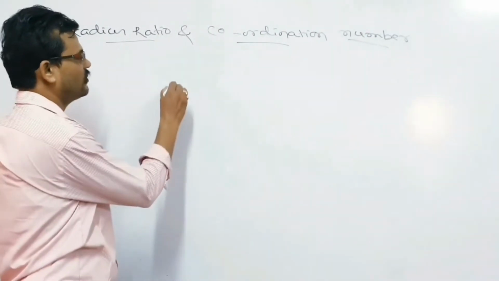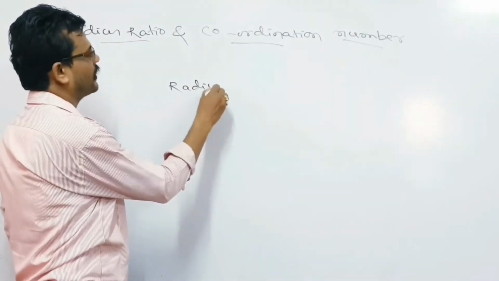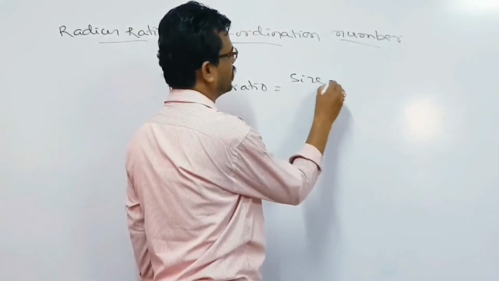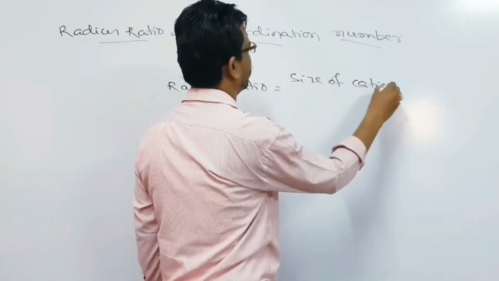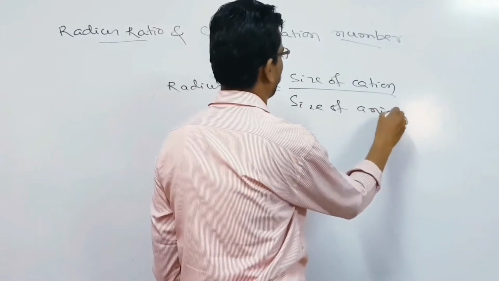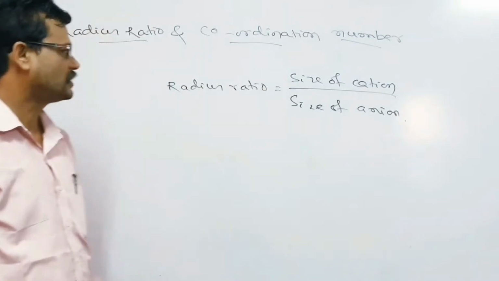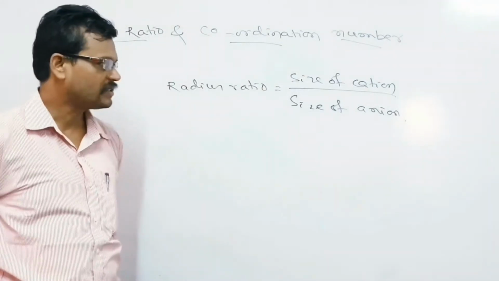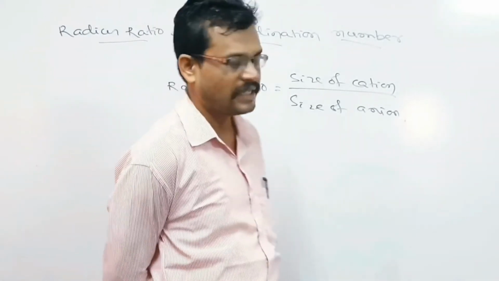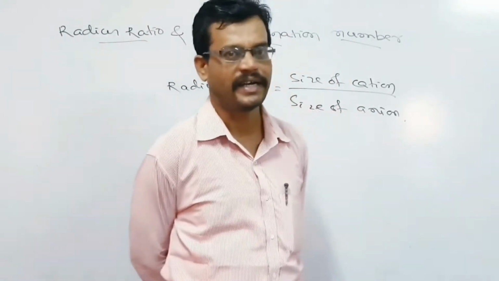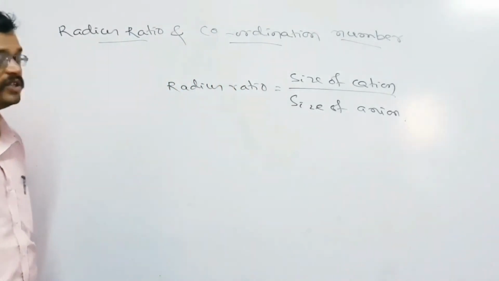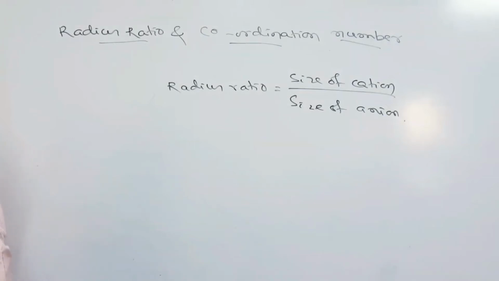That's why in such cases, the radius ratio helps us to determine the structure or nature of the solids. This radius ratio is the ratio of the size of the cation to the size of the anion. So the radius ratio is the cation size to the anion size. This radius ratio also determines the type of structure of the solids.